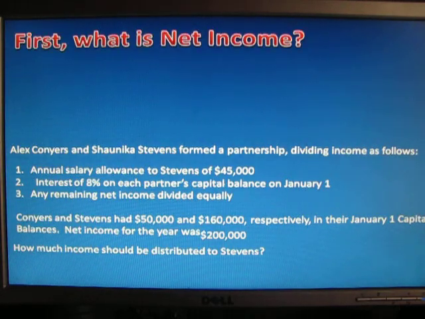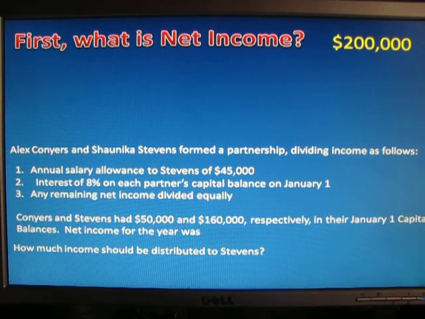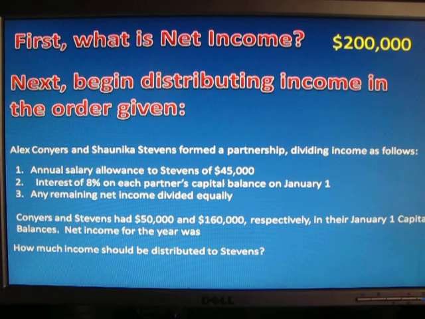So, first of all, we have to figure out what is the net income. This will always be given to you. $200,000 is our net income that we're working with and trying to distribute to our two partners. So next, begin distributing income in the order that was given.